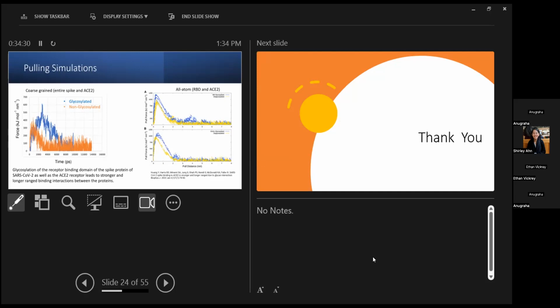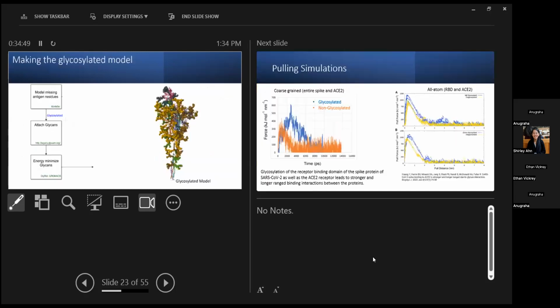If it's not a great interaction, like lower in terms of the force that's required to pull them apart, it'll be slower. So this is for our coarse-grained spike, the entire spike with ACE2. So whatever you're pulling here, the RBD is the RBD from the entire spike.